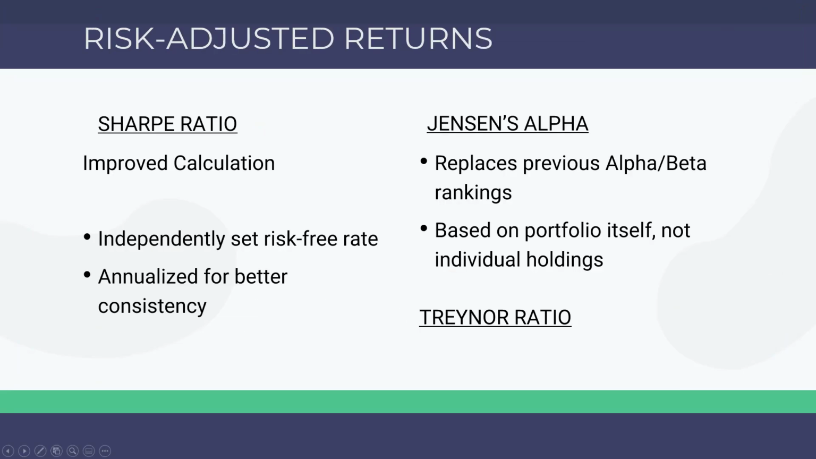The next big one is risk-adjusted returns. So StockTrak has always had Sharpe ratio and alpha beta rankings, and by always I mean for the past 10 years or so. But we've actually done some major revisions to our risk-adjusted rankings over the summer. First up, the Sharpe ratio.